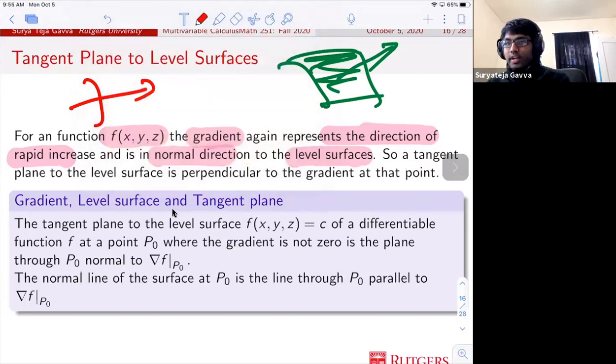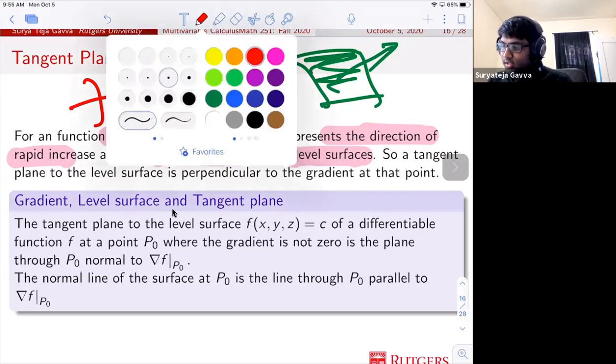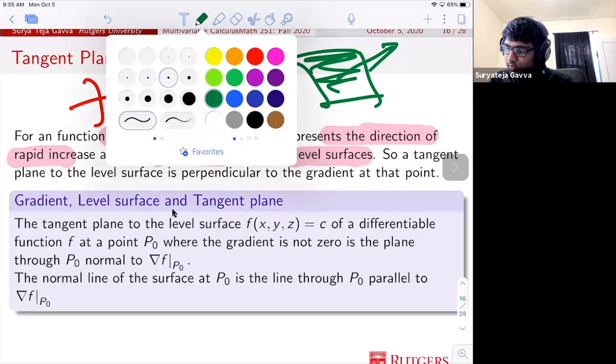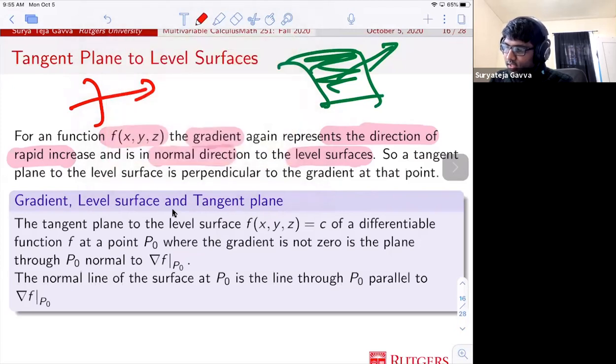Just like we computed the equation of the tangent line using the gradient, now you can compute the equation of the tangent plane. Because you know the gradient direction, the tangent plane is perpendicular to the gradient direction. So if you take the level surface, the gradient vector will be perpendicular to the surface. Okay, it will be normal to the surface.